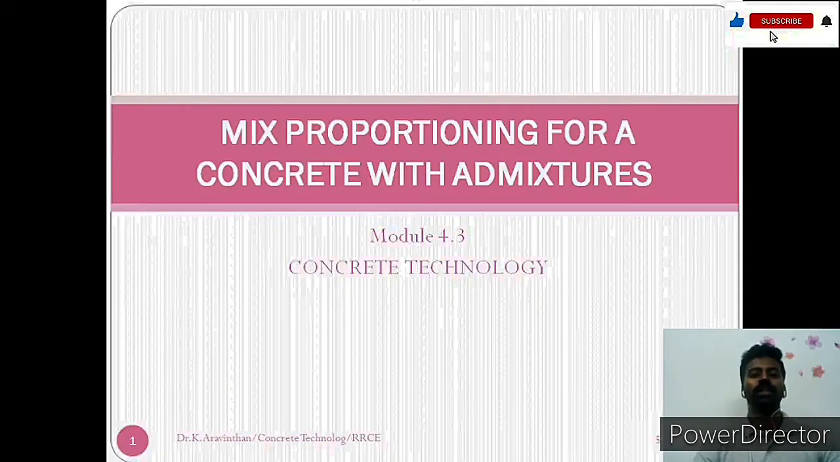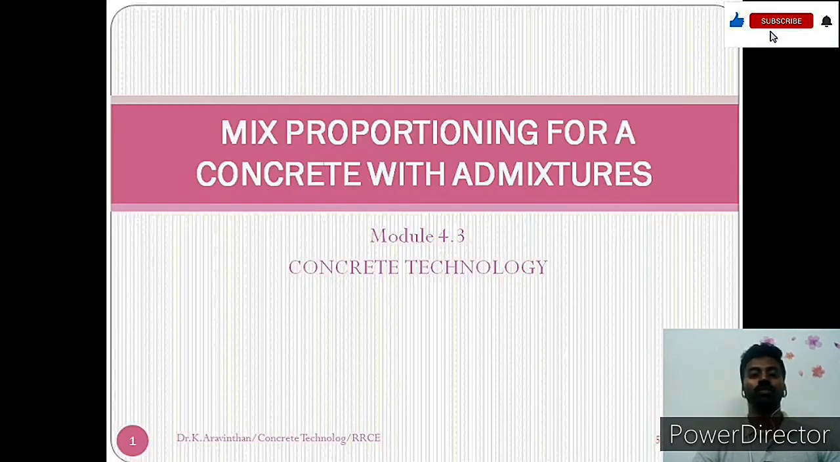Today I will be discussing mix proportioning for a concrete with admixtures. In the previous module, I discussed the mix proportioning for a concrete without admixture. Right now I will be discussing how we should proportion a concrete as per IS 10262, latest edition, and how to add the admixtures along with this guideline.